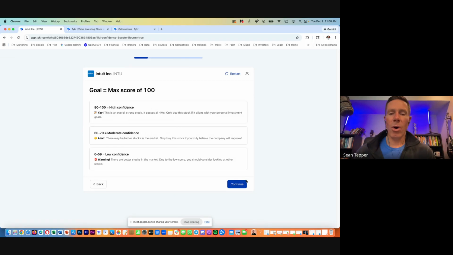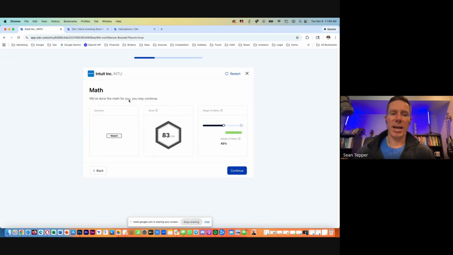All right, let's actually walk through this experience and then we'll wrap up this first 4M and then we can move on to other stocks. So the next slide here breaks down the math. You can see here the summary, score, margin of safety, all in one clean location.